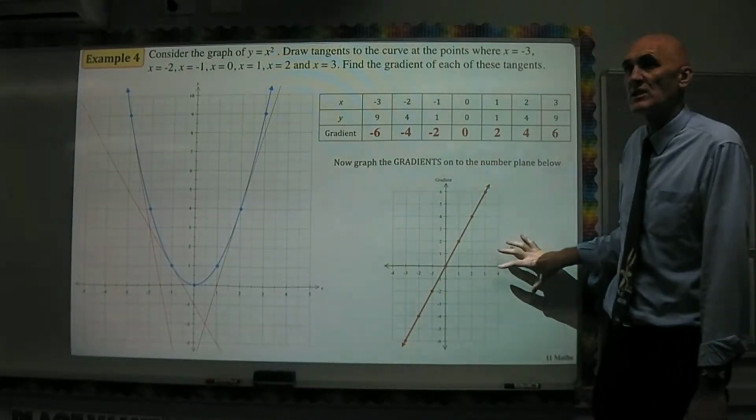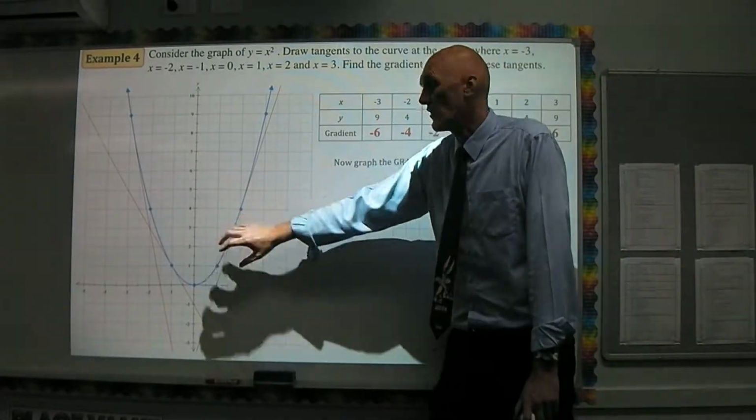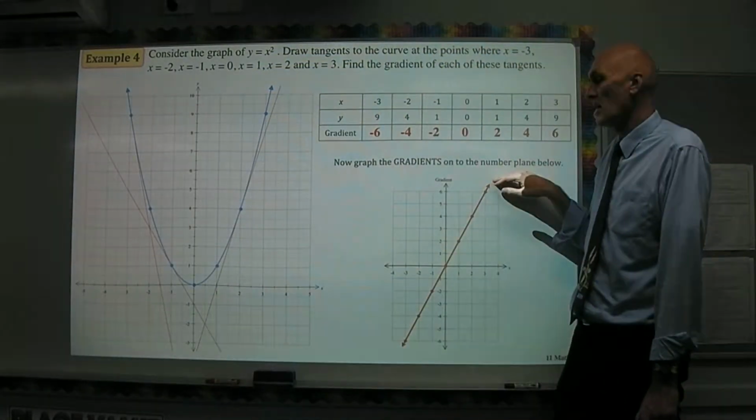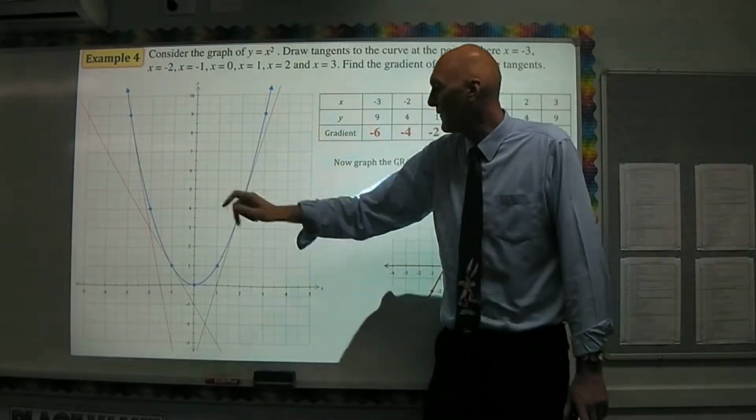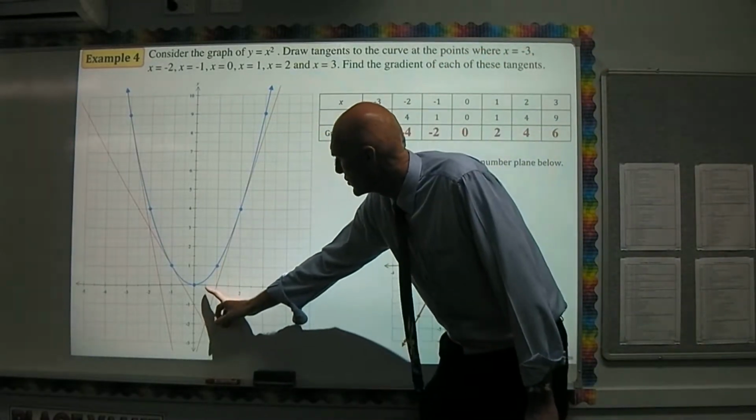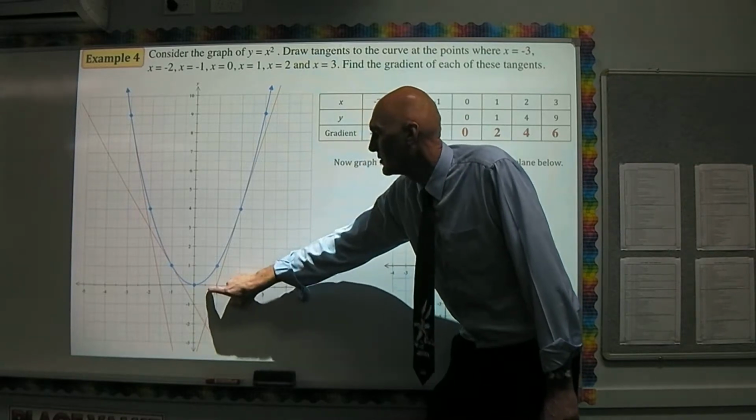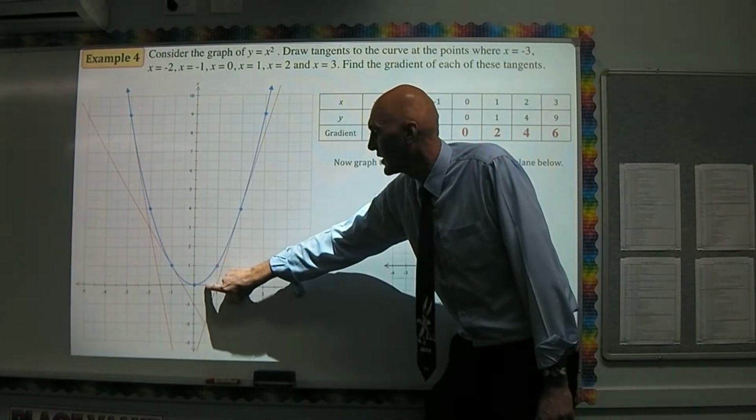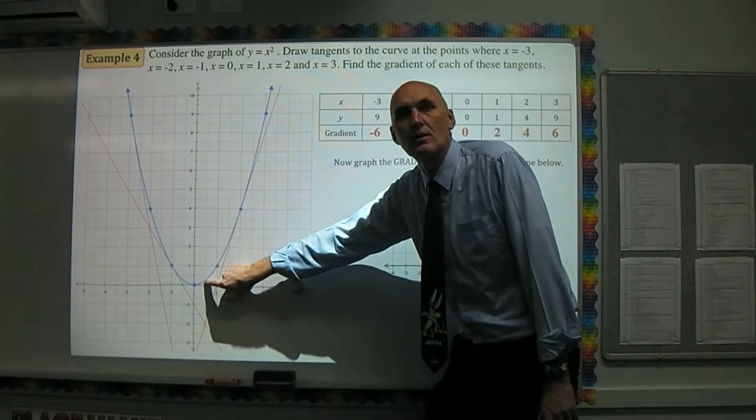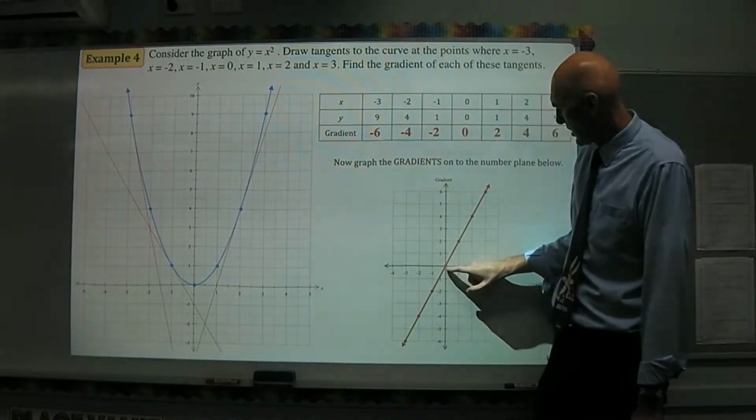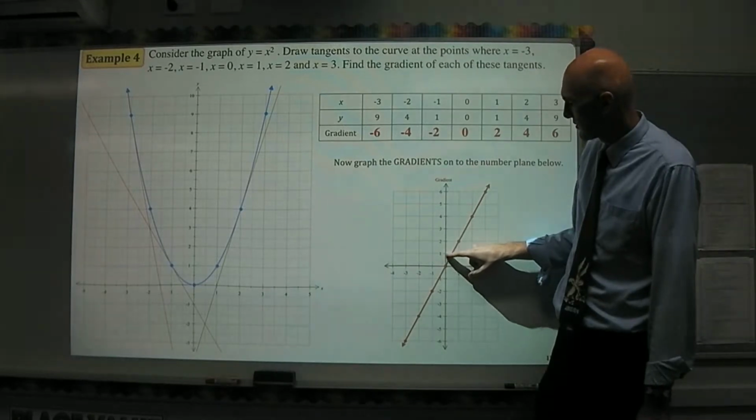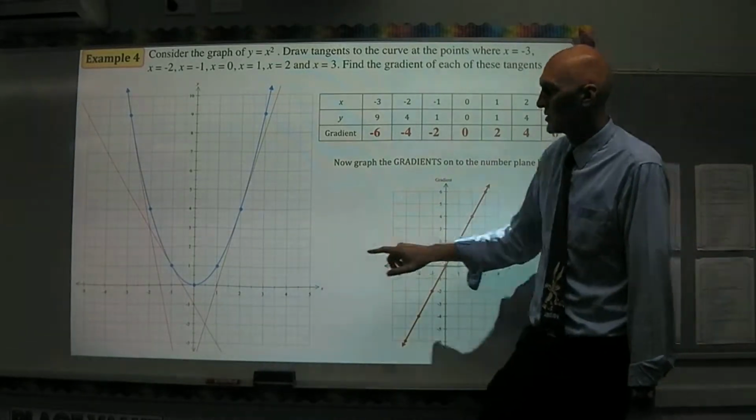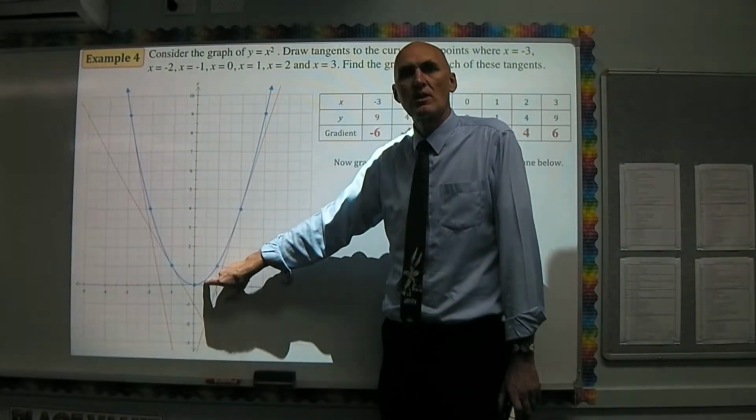Gradient graph is very different to the original graph, but this graph here will tell me how steep I am at any point in time. If I want to go to the original blue graph and I want it to go to a half, that's not one of the dots I've got here. If I go to a half, how steep is it there? I could come over here, go out to a half, go up to there. Looks to me like it's got a steepness rating of 1. So I know that at there, it's got a gradient of 1.